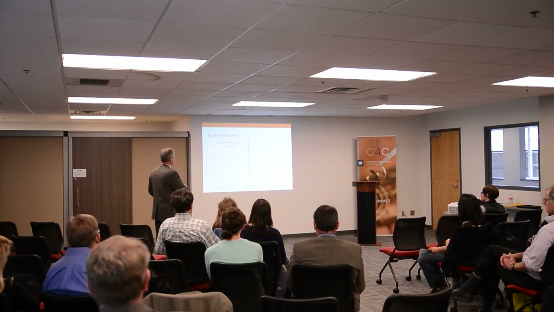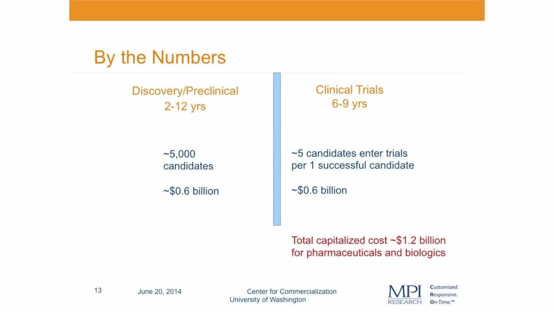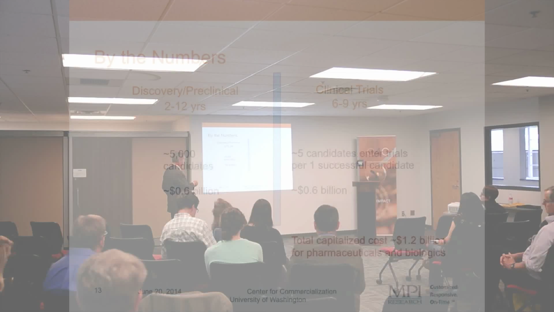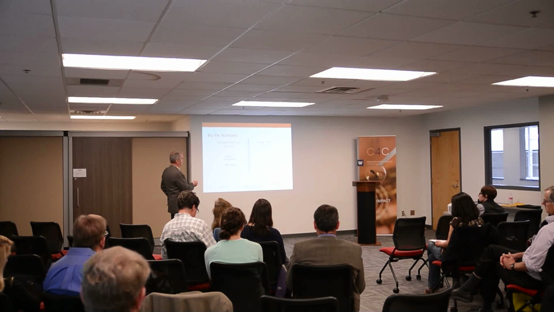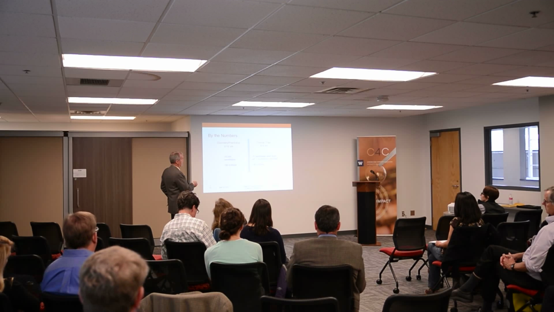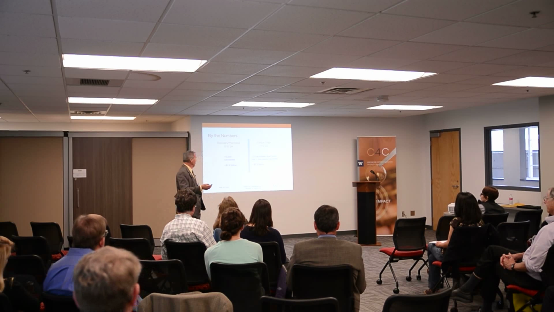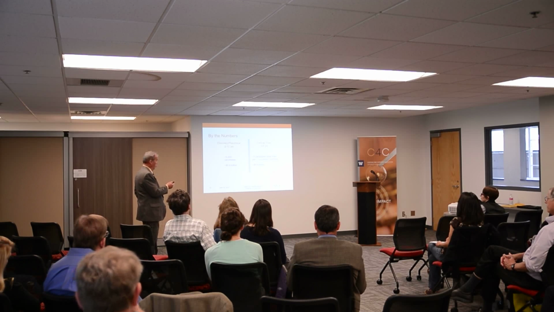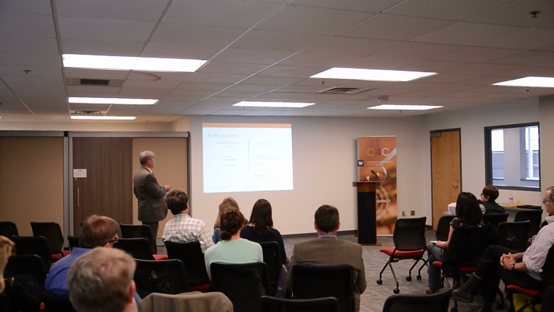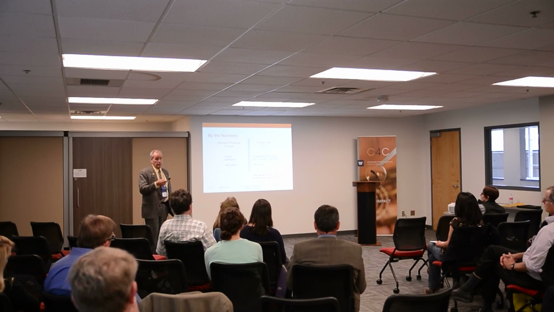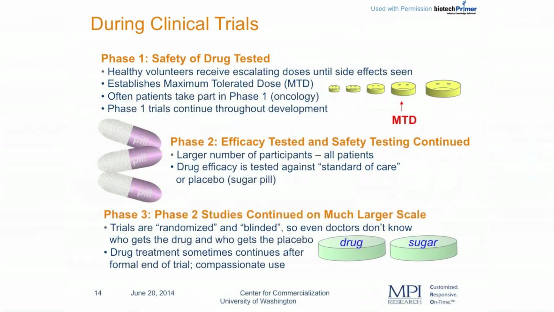Okay, so by the numbers, this is just kind of an interesting slide. Again, it's a little dated, but discovery to preclinical can often take 2 to 12 years. This is probably based on big company data, so it'll vary depending on your category. But you're spending a little over $500 million screening about 5,000 candidates. Your clinical trials will take 6 to 9 years, and you're doing about 5 candidates that will enter trials for one successful candidate, in other words, one that will go on beyond phase 1. There's another little over $500 million. So the total capitalized cost is $1.2 billion. So that's where the number came from.